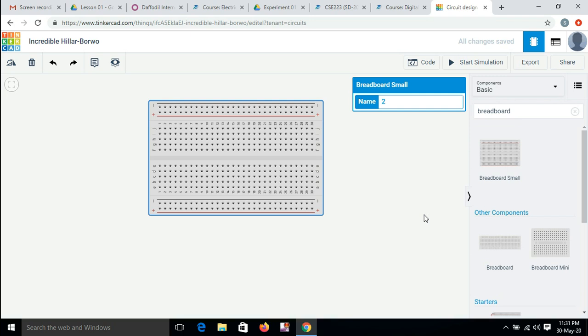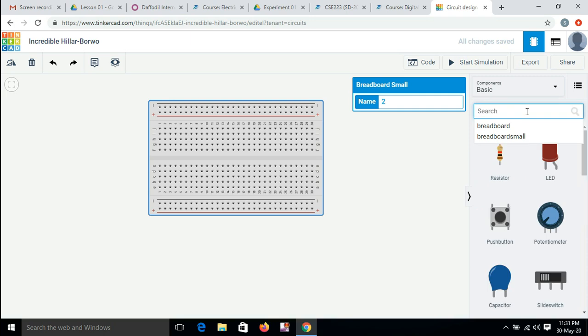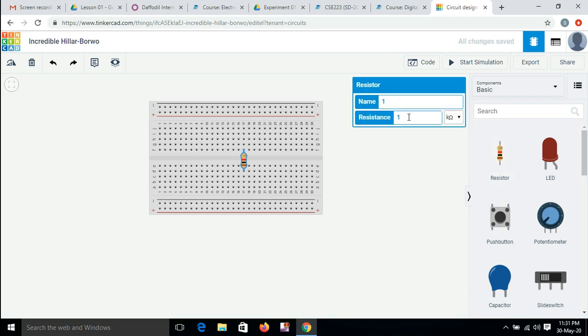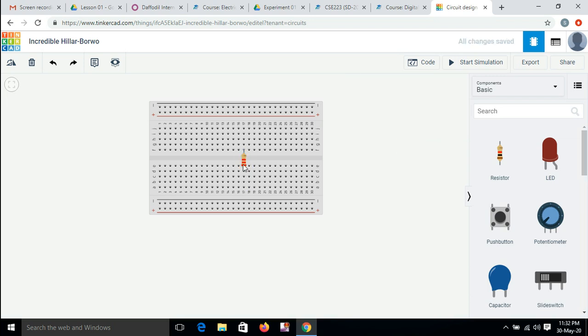Now we will choose a resistor. We can search it from here. Okay, this is a resistor. We can rotate it or replace it like it is. Okay, I am replacing it. Let's say we are trying to use a 2.2 kilo ohm resistor, so we can change our values from here. Okay, now it's a 2.2 kilo ohm resistor.